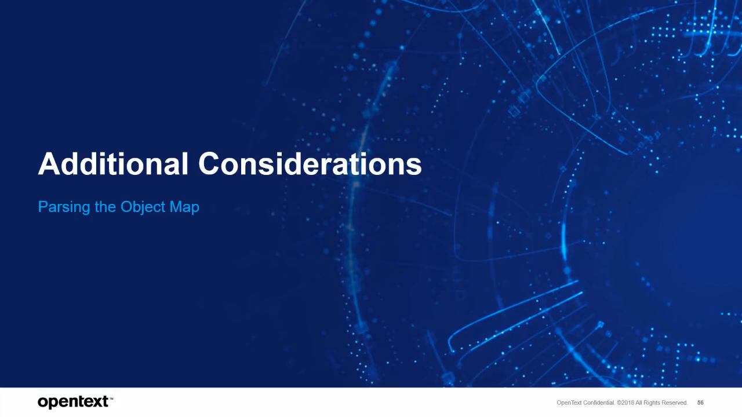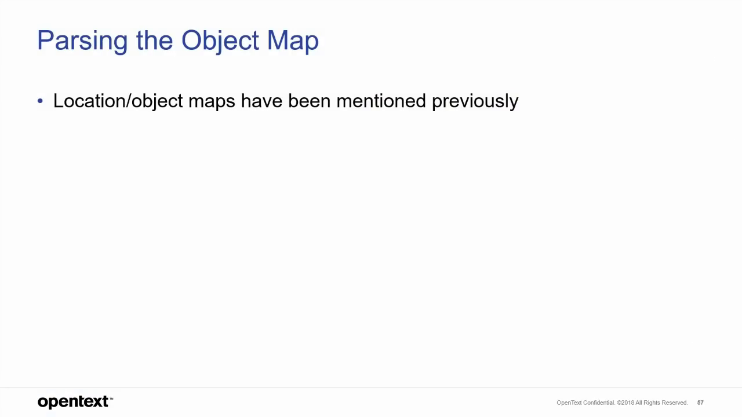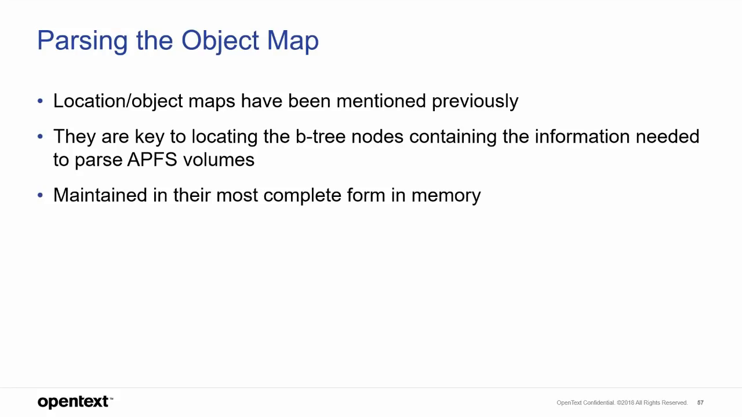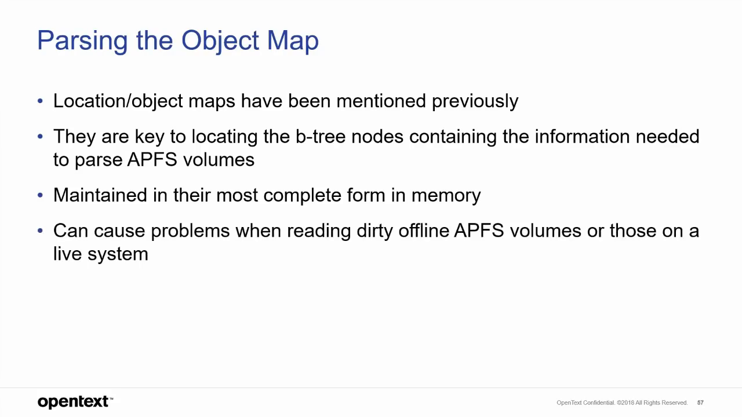We now need to turn our attention to issues associated with parsing APFS object maps. We've talked about object maps previously. Without them, we cannot locate the B-tree nodes needed to parse APFS volumes. Object maps appear to exist in their most current state in memory, which can cause problems when trying to parse offline dirty APFS volumes or those that are mounted in a running system.